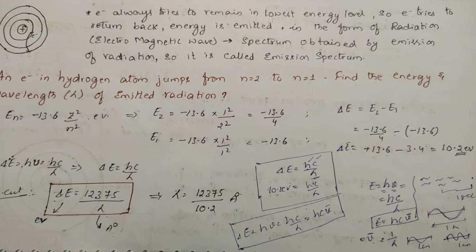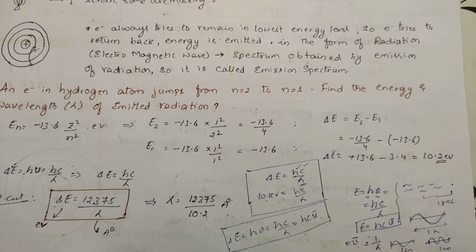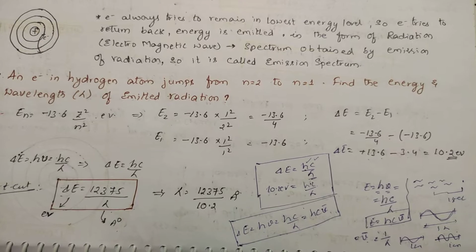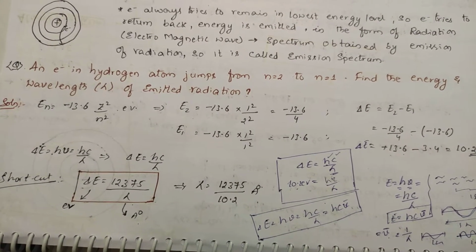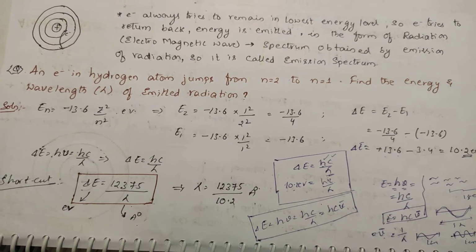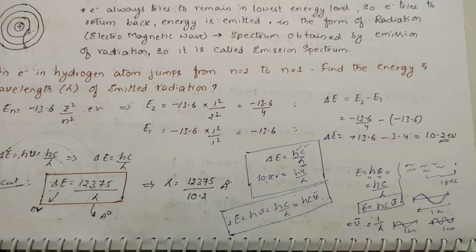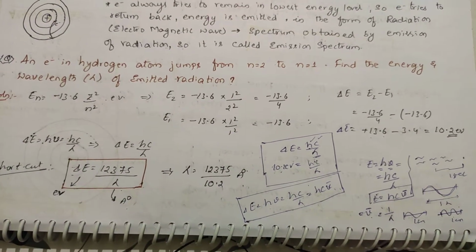An electron in a hydrogen atom jumps from n equal to 2 to n equal to 1, meaning from the second orbit it is getting to the first orbit. Find the energy and wavelength of the emitted radiation. See students, keep in mind, E is equal to hc by lambda. I think you know this one.